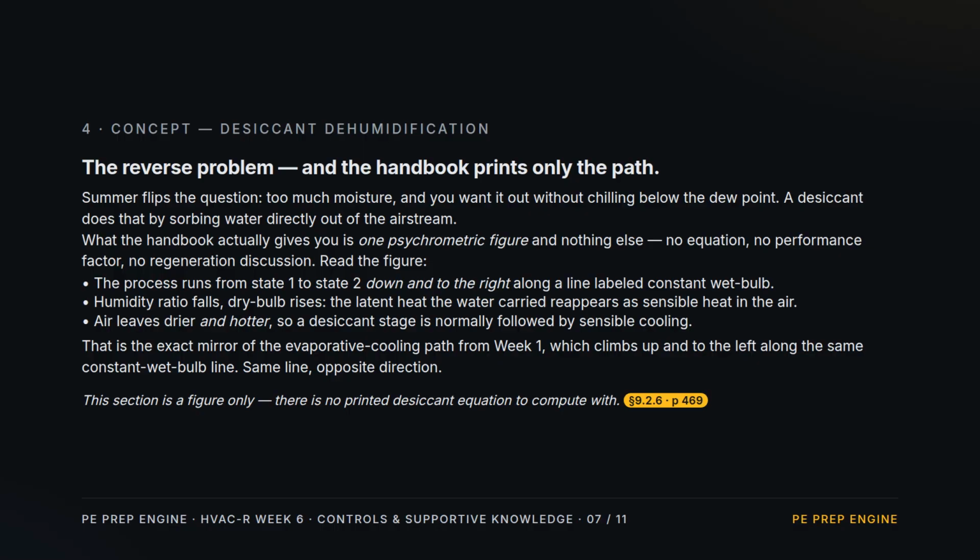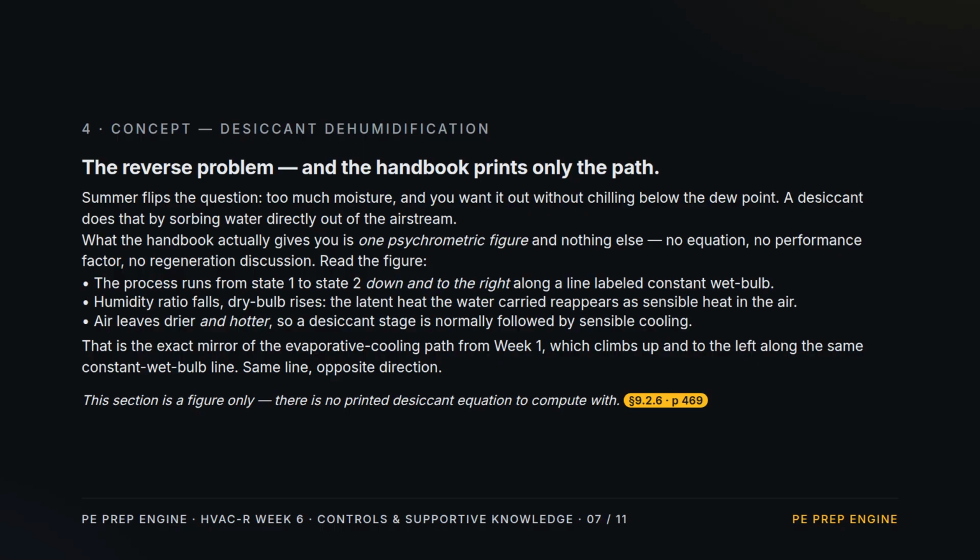No equation, no performance factor, no regeneration discussion. So read the figure. The process runs from state 1 to state 2, down and to the right, along a line labeled constant wet bulb. Humidity ratio falls while dry bulb rises, because the latent heat that water was carrying reappears as sensible heat in the air. The air leaves drier and hotter, which is why a desiccant stage is normally followed by sensible cooling.